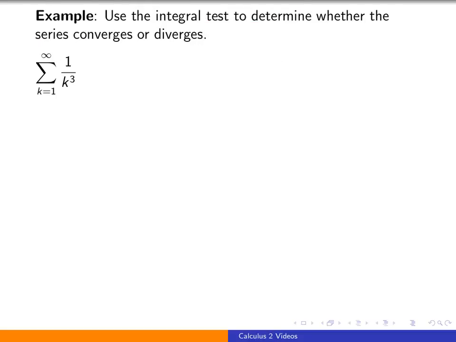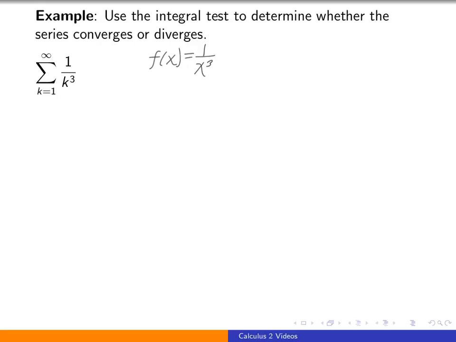So let's use the integral test to determine whether the given series converges or diverges. So the first thing we need to do is make sure that we are allowed to use the integral test. That is, what is the associated function? Does it satisfy the desired hypotheses? So our associated function in this case, f of x, is 1 over x cubed. And we're thinking specifically about the interval from 1 to infinity because this series starts summing at 1.